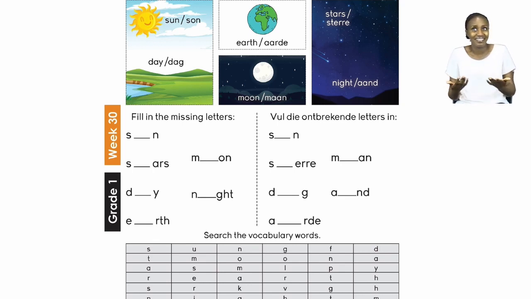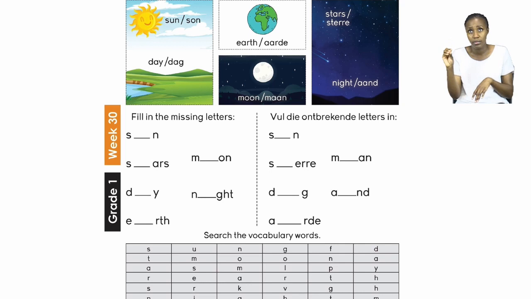The next word we're going to talk about is the word earth. Earth. Now, the word earth is the one that is used when we're talking about everything or everyone on our planet. As you can see, the earth is green and blue. The next word we're going to talk about is the word moon. Moon.